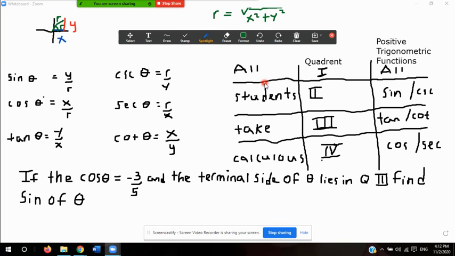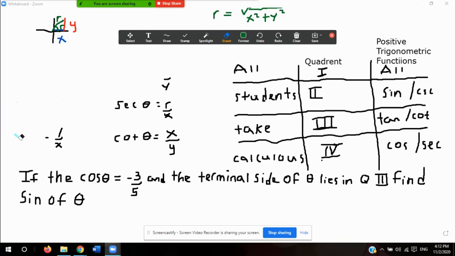So let's look at each one individually. If we have "All," that means that if the terminal side of the triangle is located in quadrant 1, then all of the trigonometric functions are positive. Let me erase this so that I can illustrate what I'm trying to say, okay?